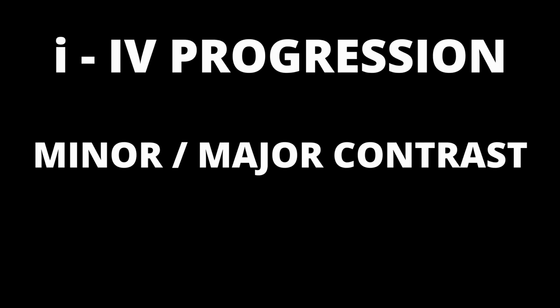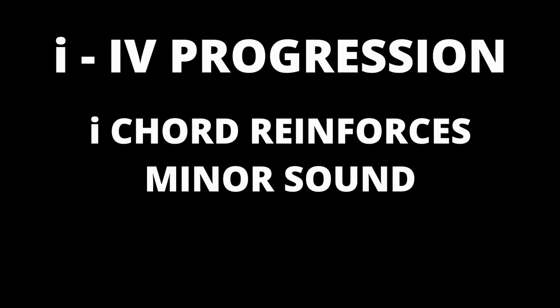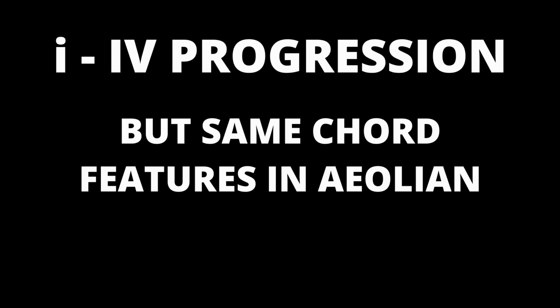This progression works well because it contrasts minor and major chords. The 1 chord, C minor, anchors us in the mode with a minor sound from the flat 3rd note, but we could still be in the minor scale / Aeolian mode. When we move to the 4 chord, F major, it introduces an unexpected brightness.